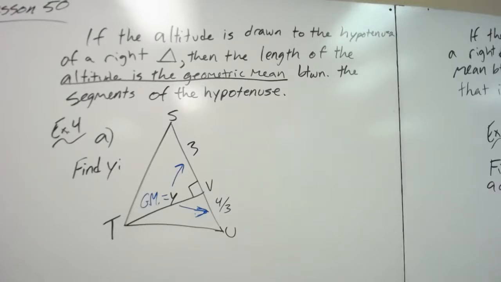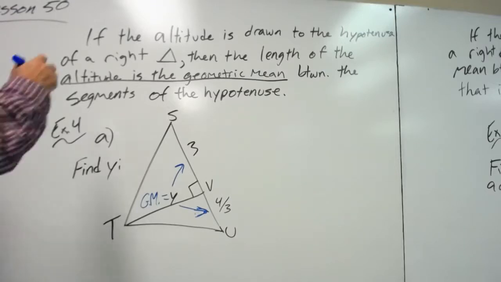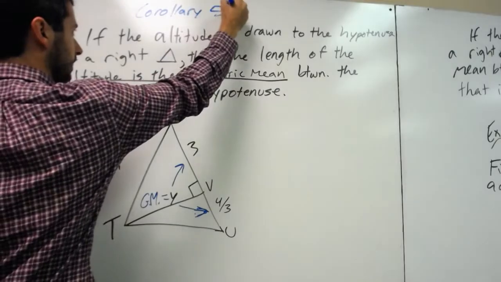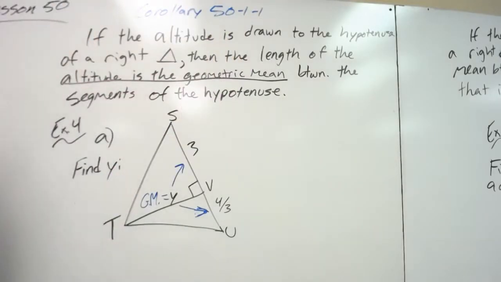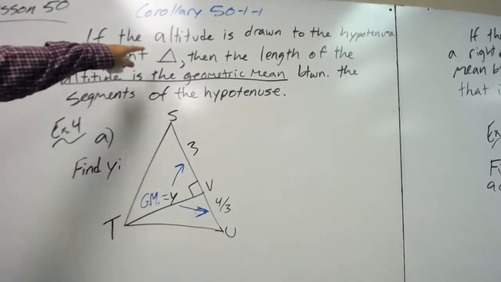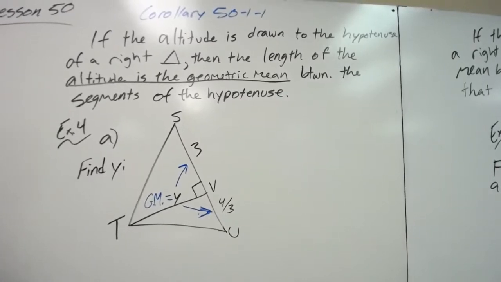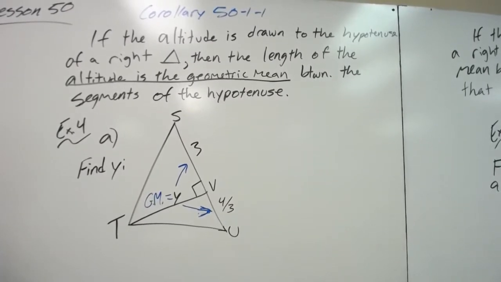Before I start on example 4, I'm going to read this, which is actually called Corollary 51.1. We don't really use that word as much, but the definition is going to show you how to solve for these. What it says is, if the altitude is drawn to the hypotenuse of a right triangle, then the length of the altitude is the geometric mean, that's key, between the segments of the hypotenuse.